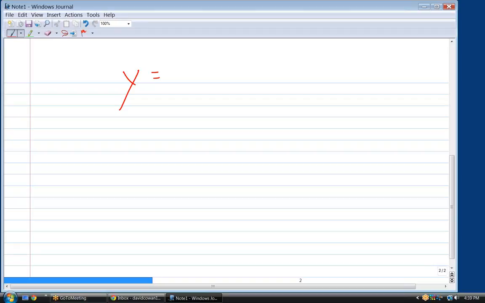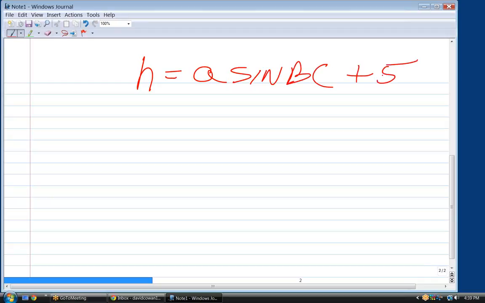Here's one for motion of a buoy. It says a signal buoy in the Chesapeake Bay bobs up and down with the height h of its transmitter in feet above sea level, modeled by h equals a sine bt plus 5. During a small squall, its height varies from 1 foot to 9 feet, and there are 3.5 seconds from 9 feet height to the next. What are the values of the constants A and B?